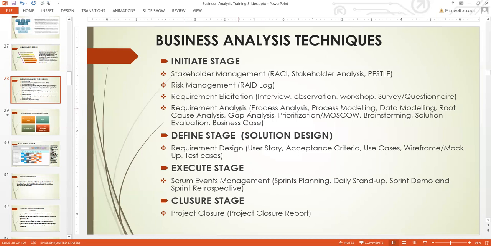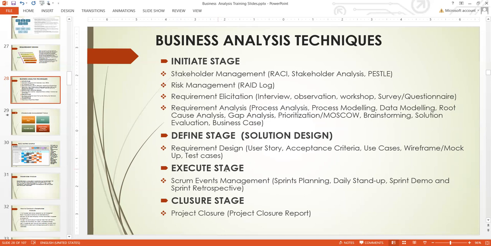Then we have requirement analysis. We have process analysis, process modeling, data modeling, root cause analysis, gap analysis, prioritization, brainstorming, solution evaluation, and business case. So these are techniques you need to use. Then when you come to solution design, we have requirement design, and that is by using user stories, acceptance criteria, use cases, wireframes, mockups, and test cases, that's the test plan.